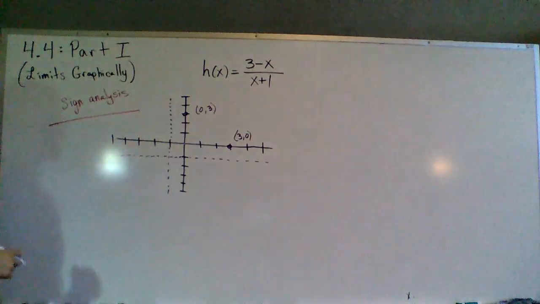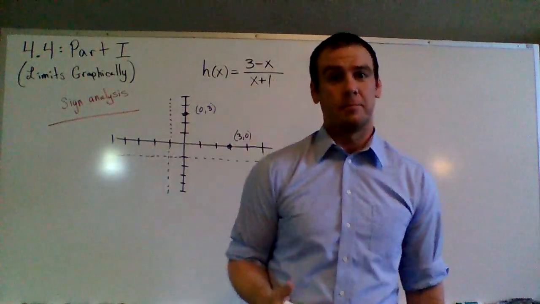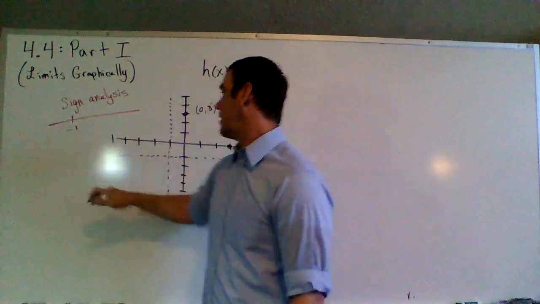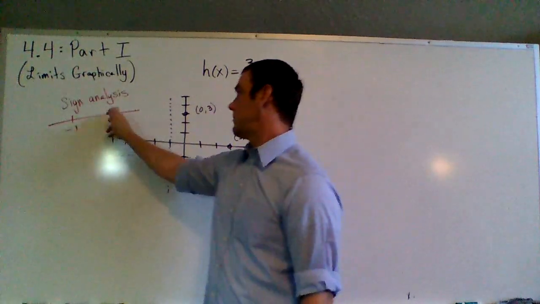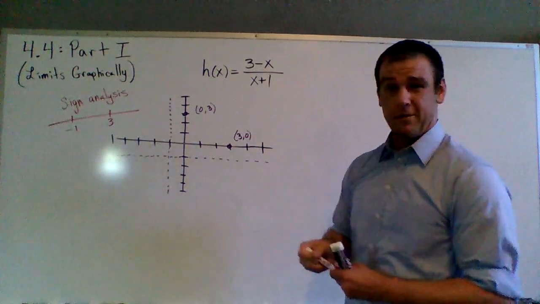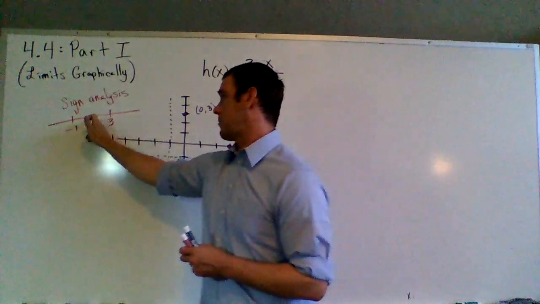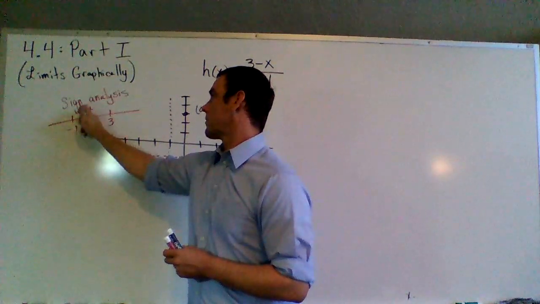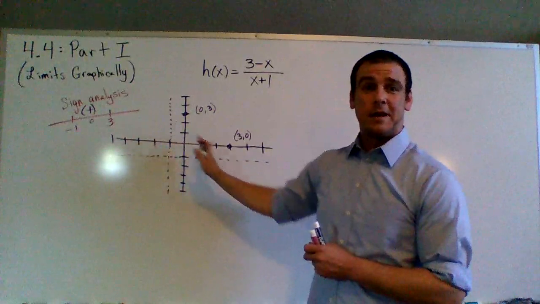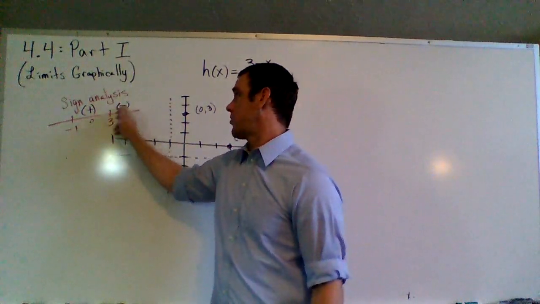Okay, remember the only values that we care about on our sign analysis are going to be x-intercepts and vertical asymptotes. So we've got one at -1. We're going to have one at 3. I'm just going to plug in 0 again because 0 is nice and easy, because we already know that's going to be positive at 0. Both our vertical asymptote and our x-intercept each only occur once, so all of our signs are going to switch every time.